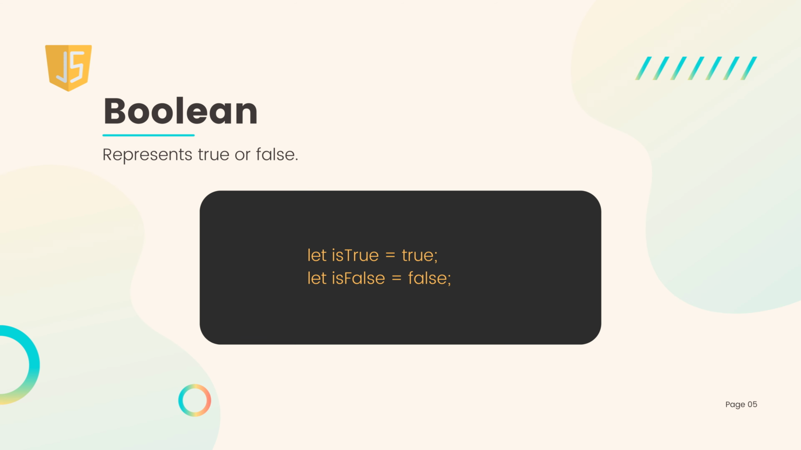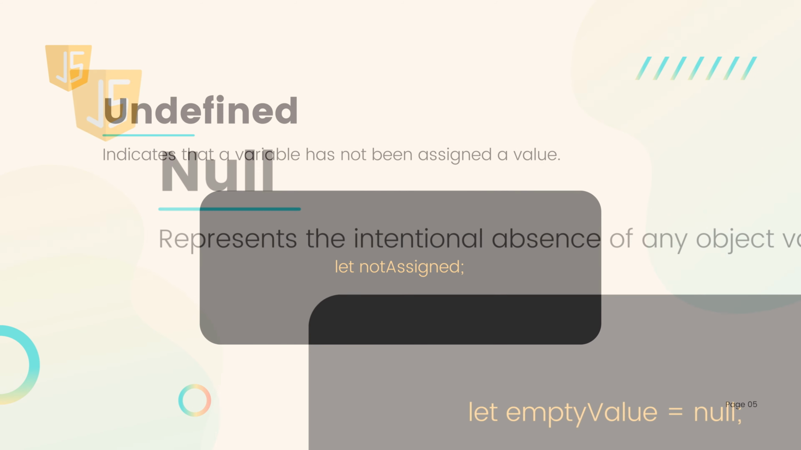Array, used to store multiple values in a single variable. Object, used to store keyed collections of various data and more complex entities. Null represents the intentional absence of any object value.